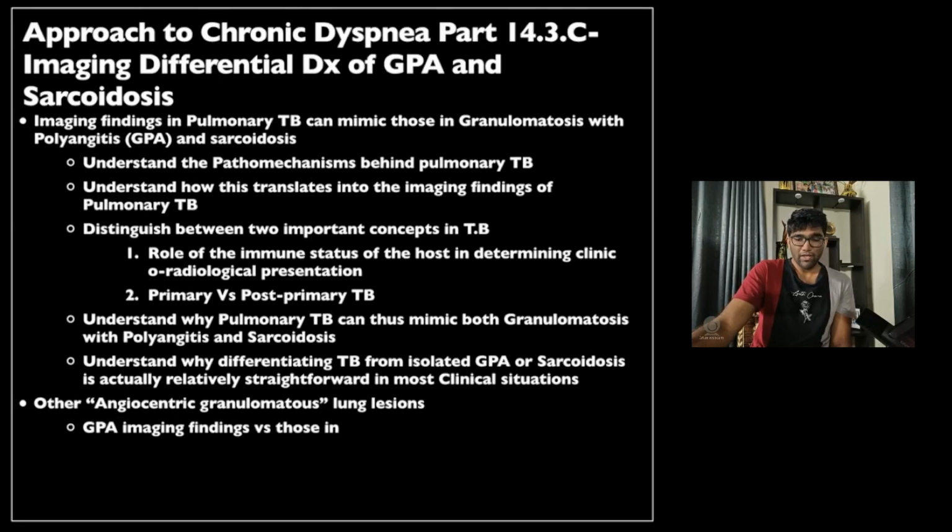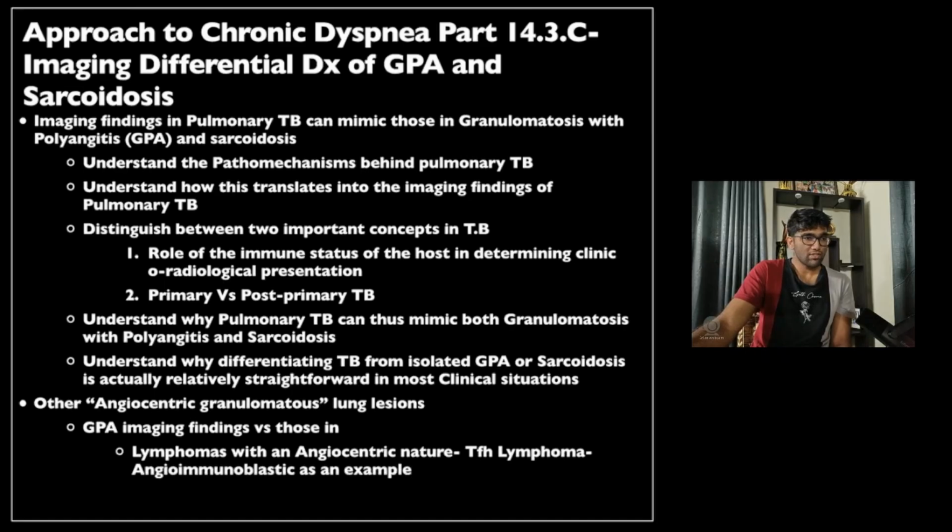So naturally, we'll compare GPA imaging findings to those of lymphomas with an angiocentric nature. We had used T follicular helper lymphoma, angioimmunoblastic, as an example in part 14.2a in this series, so we'll continue with the same. And then we'll talk about lymphomatoid granulomatosis.